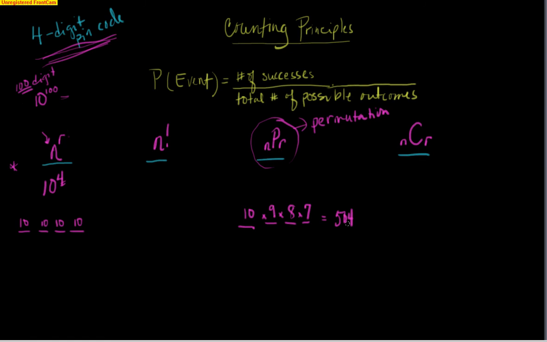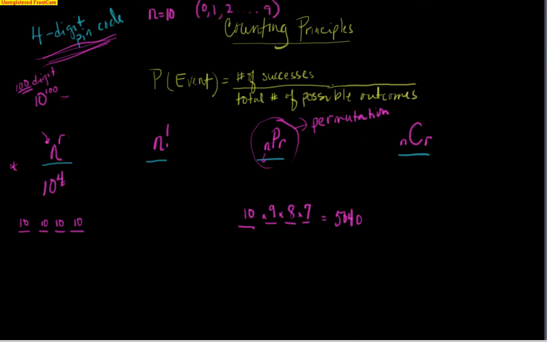Okay. Well, what did we really do here? It's what we call a permutation. We had, n is still that 10. So in this case, n is equal to 10 because we have 10 digits we can choose from. 0, 1, 2, all the way up through 9.